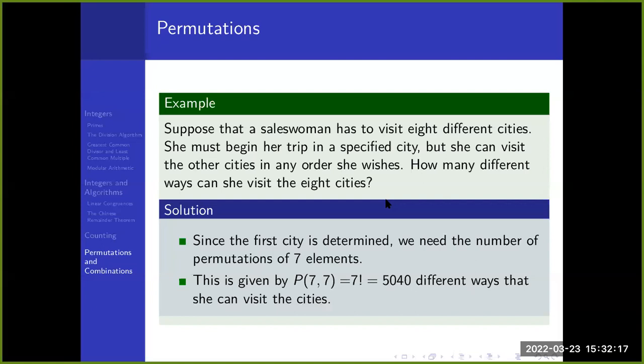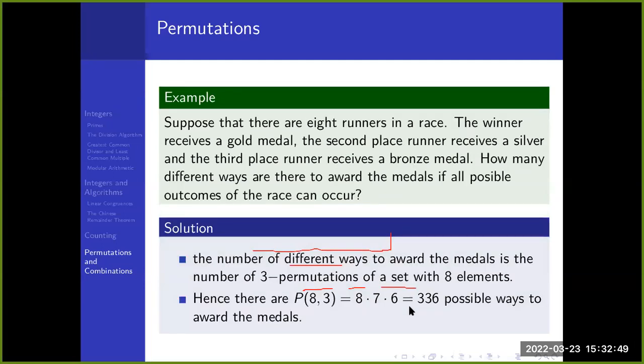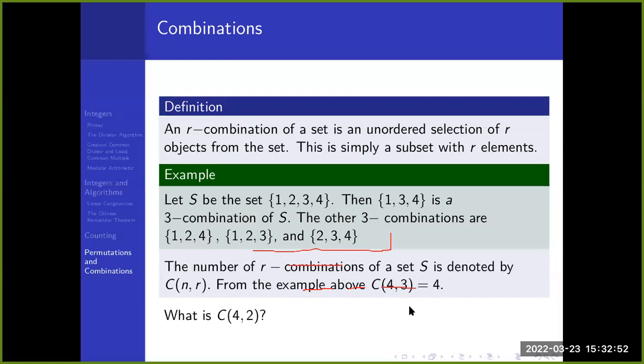Since there's one that is predetermined, the first city, she has to go to that one first. So it means the order will only change for the remaining 7 cities, right? So the remaining 7 cities, the number of arrangements you can have of 7 objects is 7 factorial, which again is 5,040. So that takes care of the permutations.